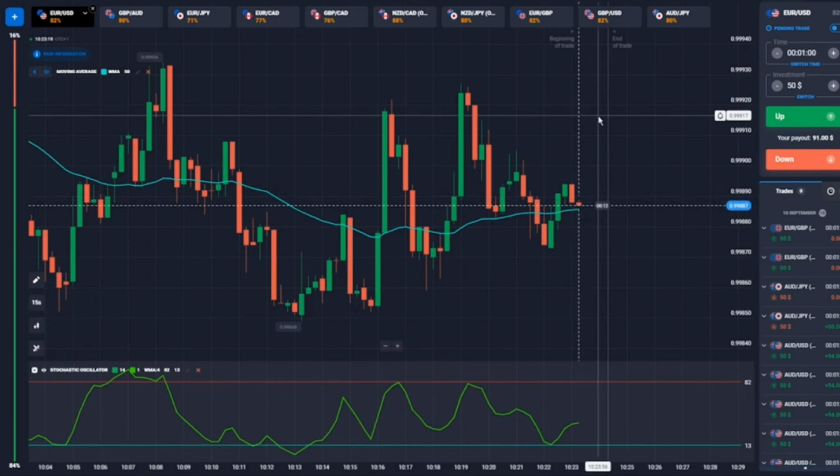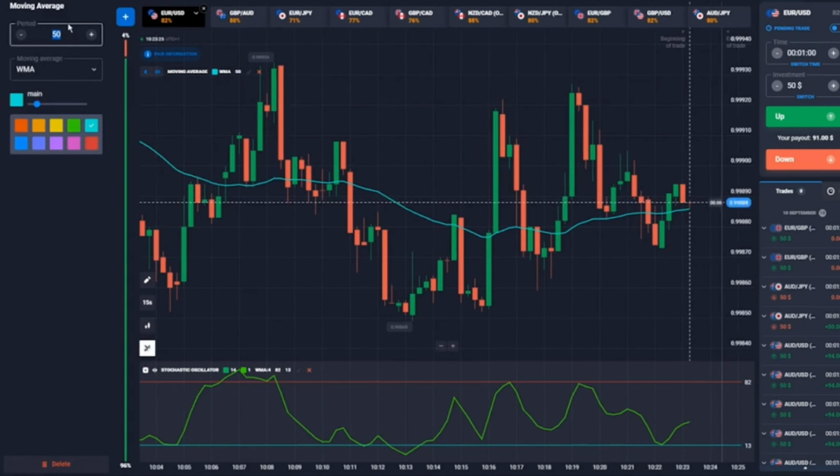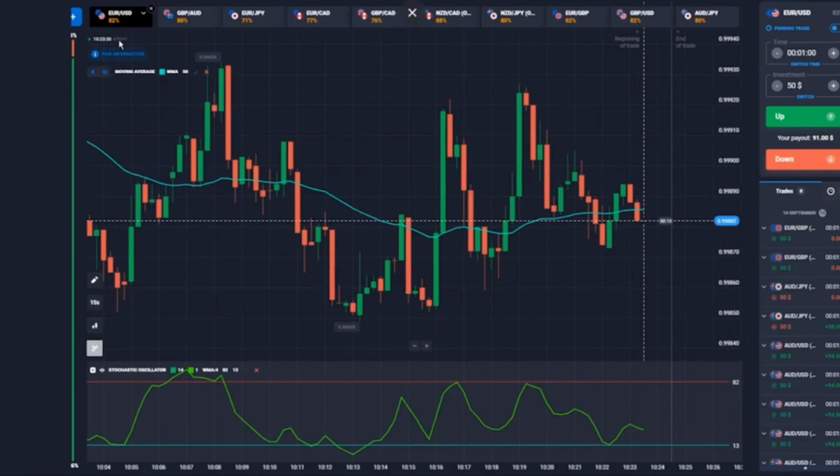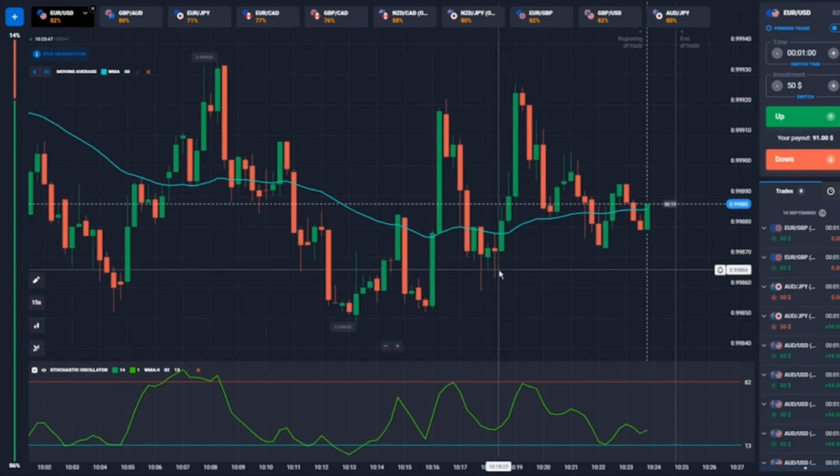The candle time frame is 15 seconds and the trade expiry time is 1 minute. The moving average period is 50 and the type is WMA. The stochastic oscillator K period is 14 and the D period is 1 because it is not used. The smoothing period is 4 and the overbought line is at 82 and the oversold line is at 13.